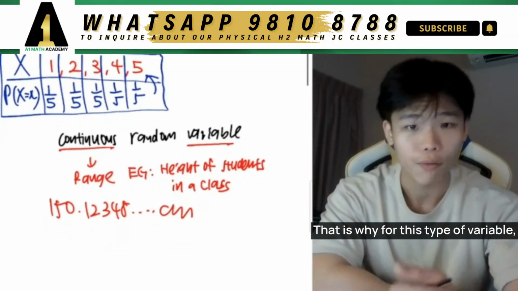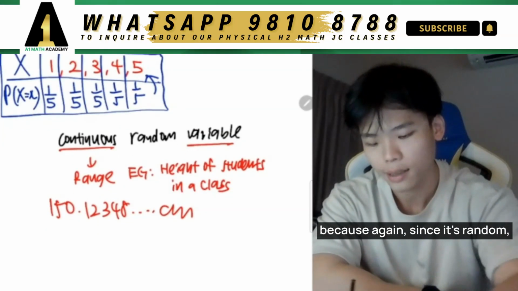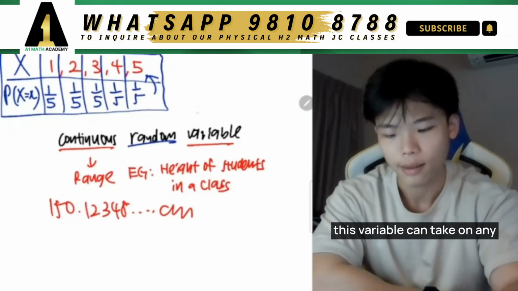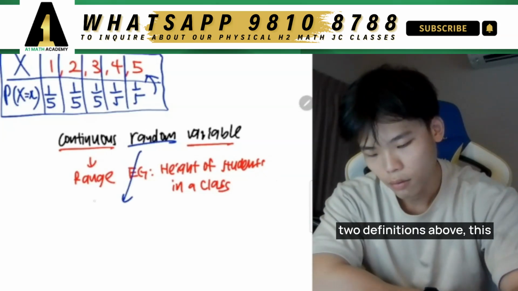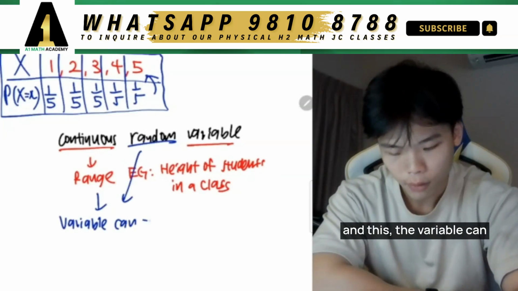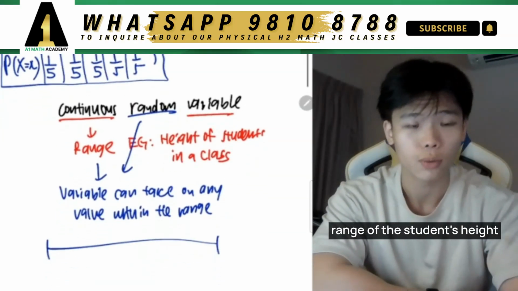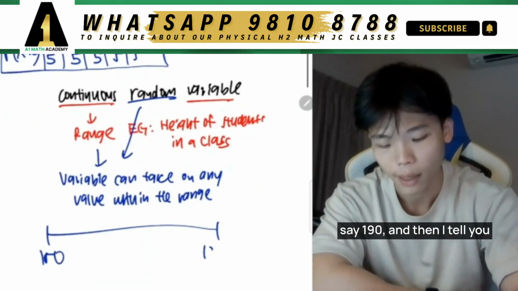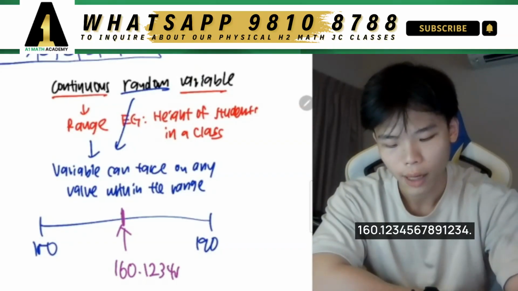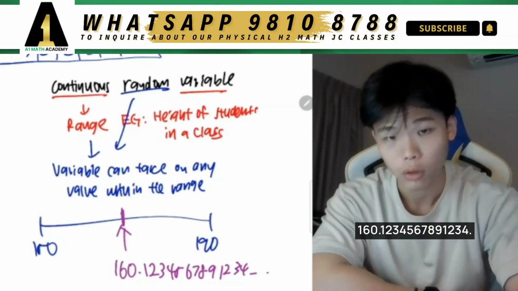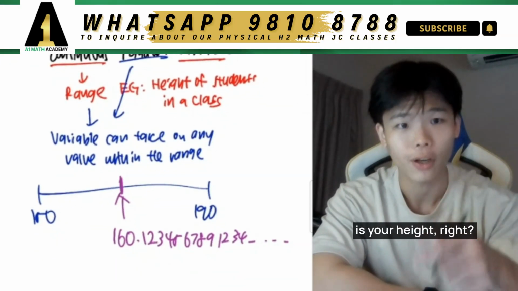That is why for this type of variable, we have to have a different way of representing the probabilities. Because again, since it's random, this variable can take on any value within the range, right? So if I were to combine the 2 definitions above, the variable can take on any value within the range. So let's say I tell you that the range of the students' height in my class is from 150 to let's say 190, and then I tell you that your height is here. Your height may be 160.1234567891234 ... if you want to be really, really specific. So we cannot really directly pinpoint that height as your height, right?